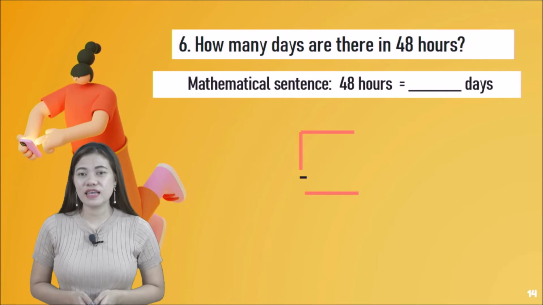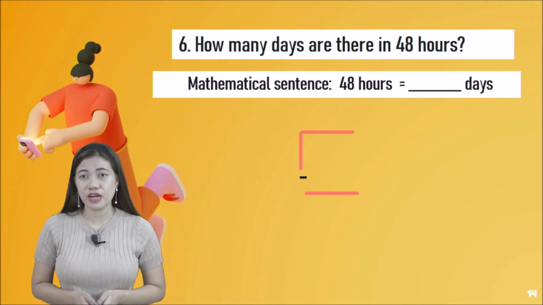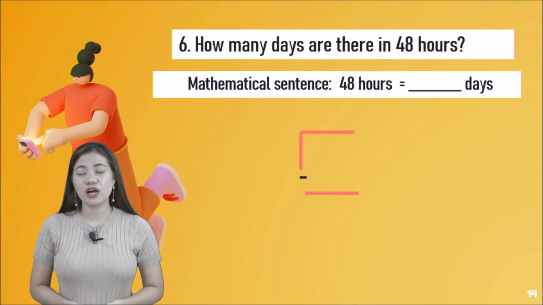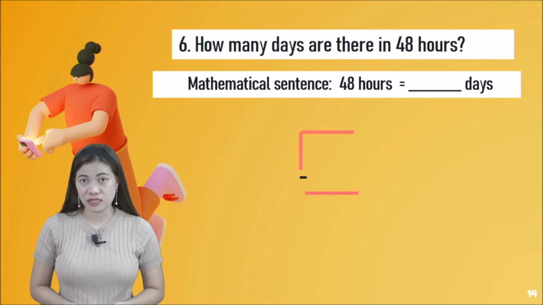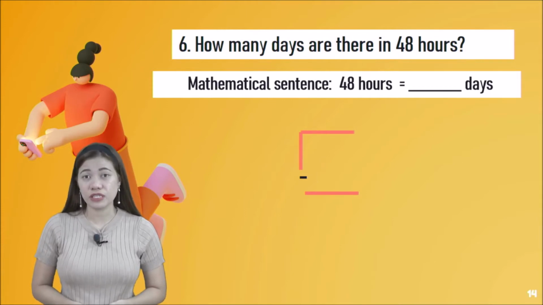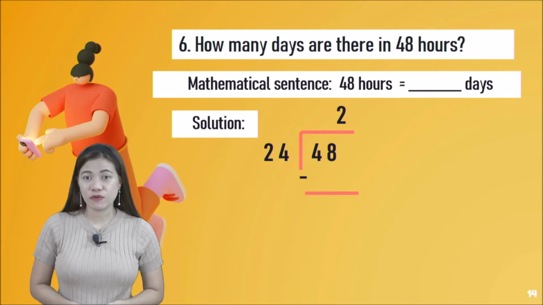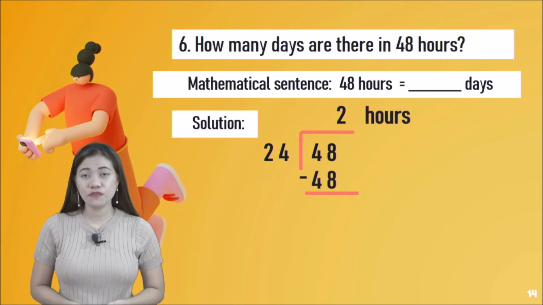Next, number 6, how many days are there in 48 hours? Here's our mathematical sentence. 48 hours is equal to blank days. Again, kids, in 1 day we have 24 hours. So we will just divide 48 by 24. So 48 divided by 24 is equal to 2.